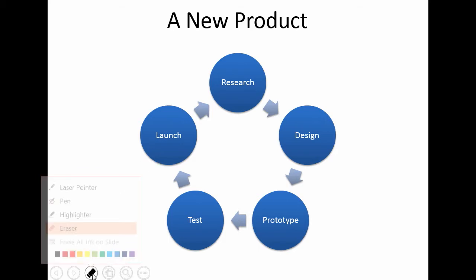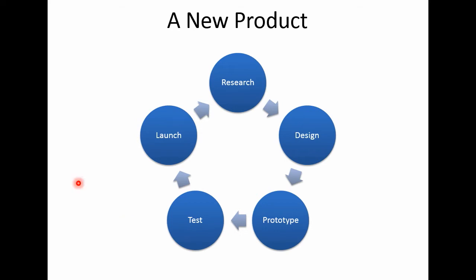Now one of the new options is the laser pointer. And this allows you to point at the screen. So I can point over here, I can point over here. It's not the same as the pen, it doesn't allow you to draw shapes. It's not the same as the highlighter, it doesn't allow you to highlight things. But it's there as an option.